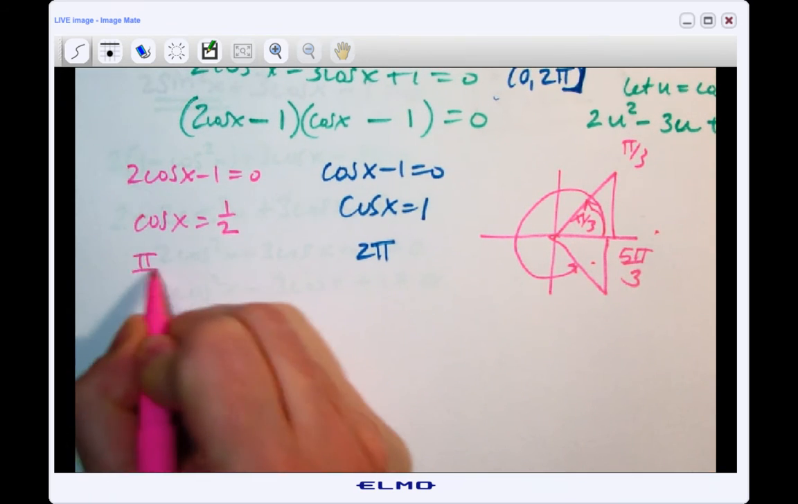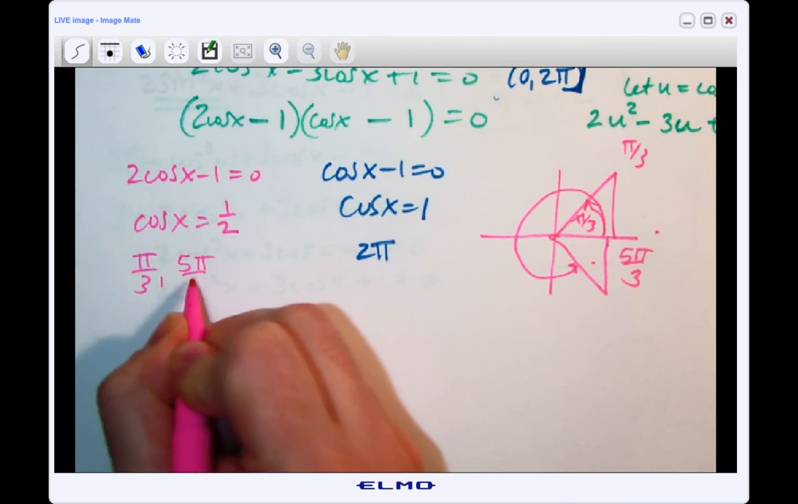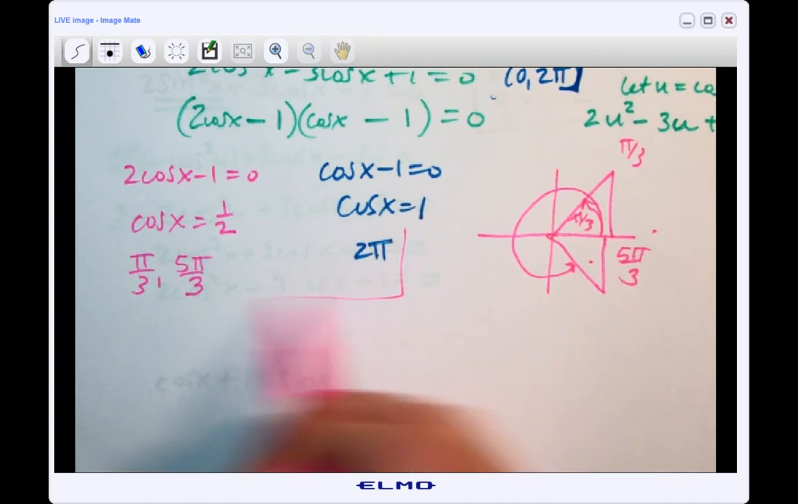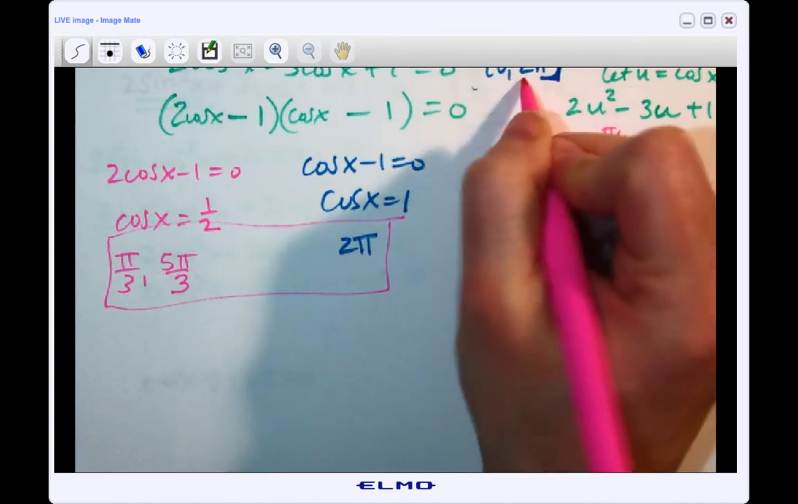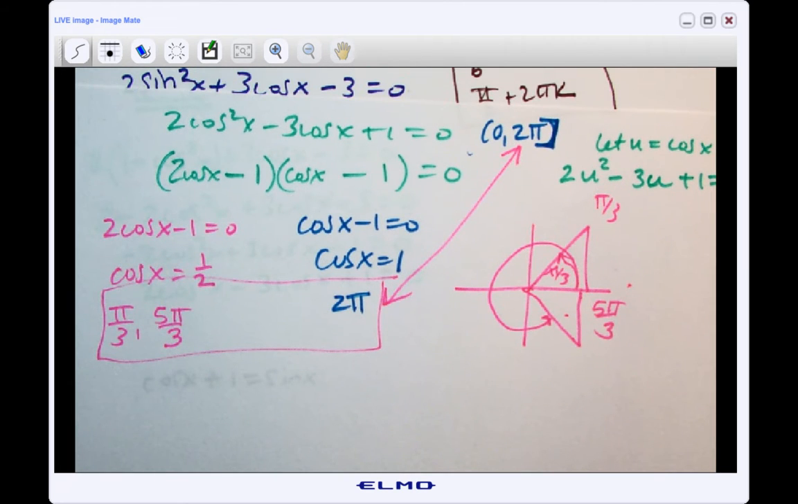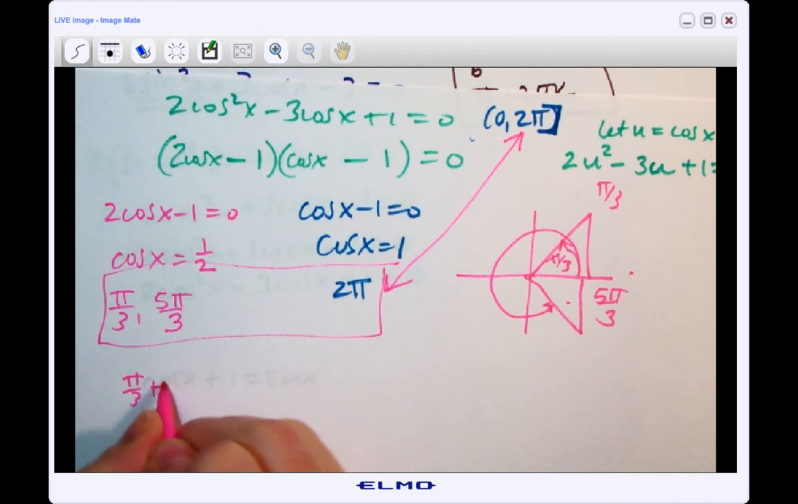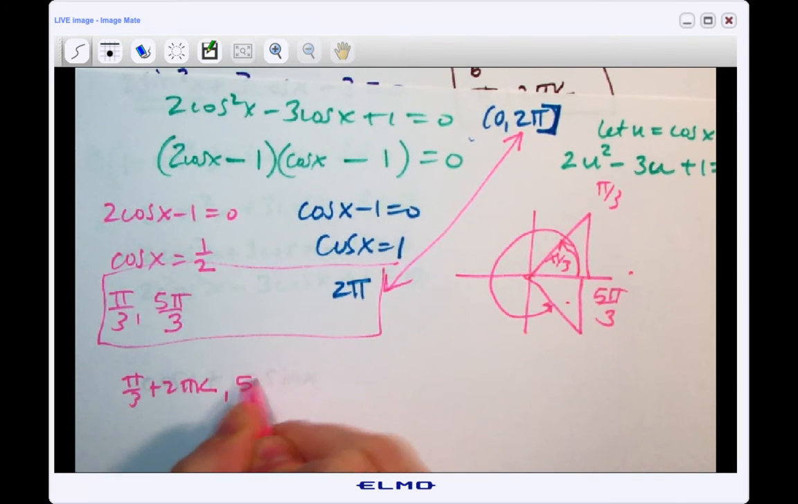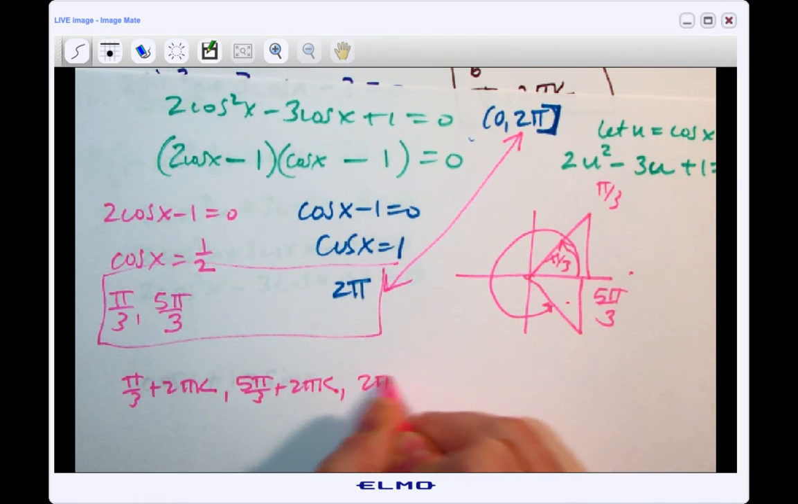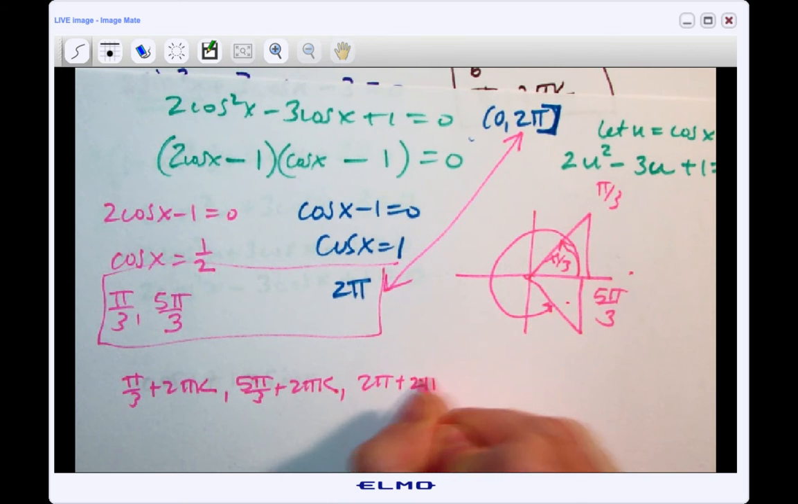So pi over 3 and 5 pi over 3. So these are my 3 angles, if this is what I'm looking for, between 0 and 2 pi. Okay. Now, if we're doing all solutions, what do I have to do? Well, I have to do pi over 3 plus 2 pi k, 5 pi over 3 plus 2 pi k, and 2 pi plus 2 pi k, I guess.